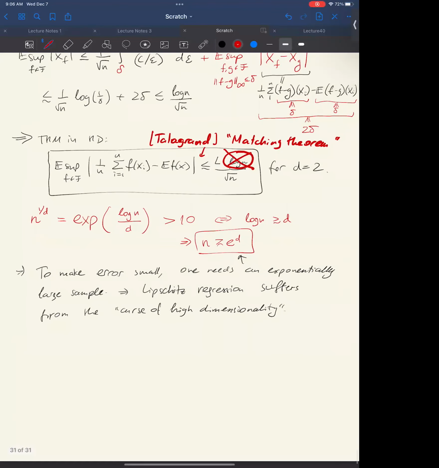Can you repeat this? Which distance? Evgeny, sorry, you're cutting off. Can you repeat? Yeah, can you repeat this once again? Which distance? Wasserstein.